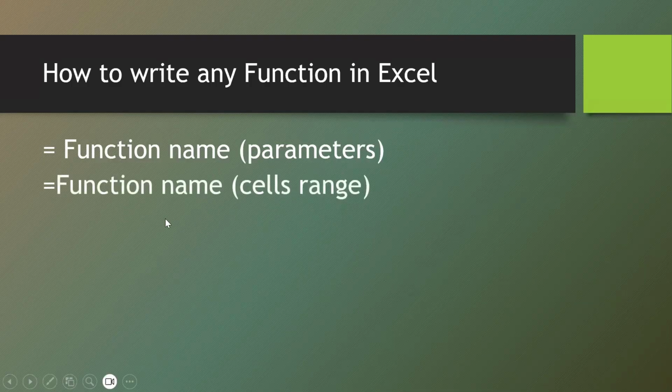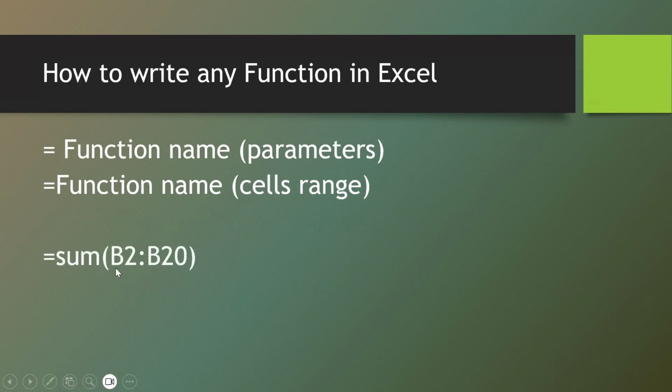What about the basic functions like sum, max, average, minimum, and count? They all have the same syntax, which is equals, the function name, and between brackets the cell range on which the function will be applied. Like if you need to apply the function on the range from B1 to B10, you will write this range between the parentheses, and you have to write the first cell, then a colon, and then the last cell in the range.